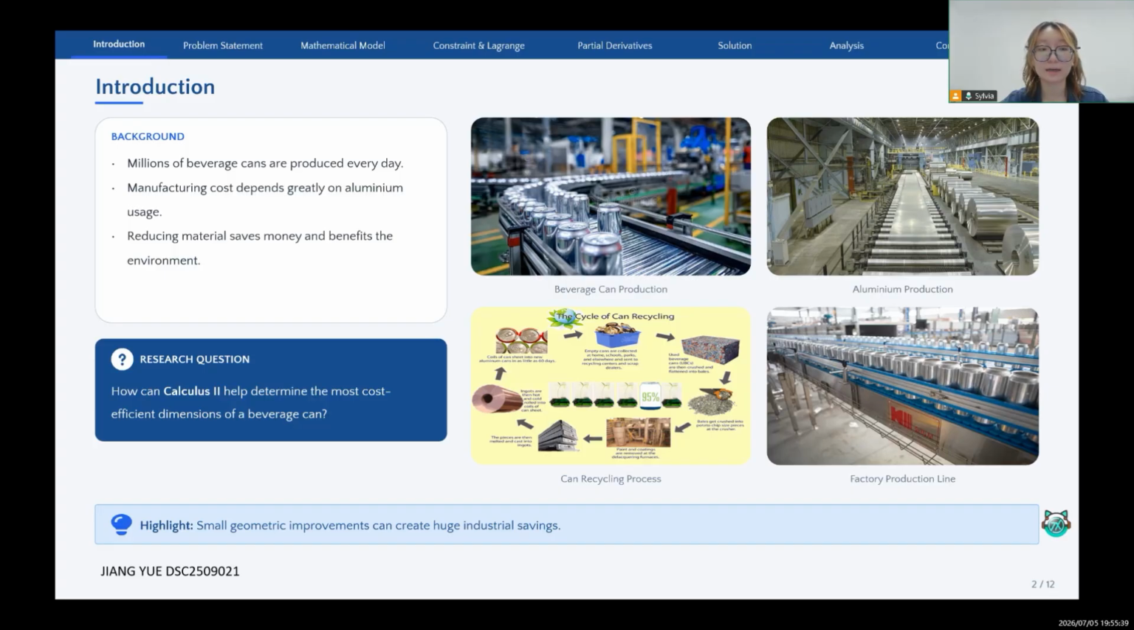This makes us raise our research question. How can what we learned in calculus help us find the most material-saving and low-cost size for beverage cans? We will answer this question in the following parts of our presentation.